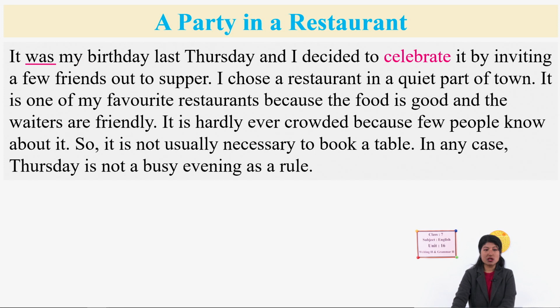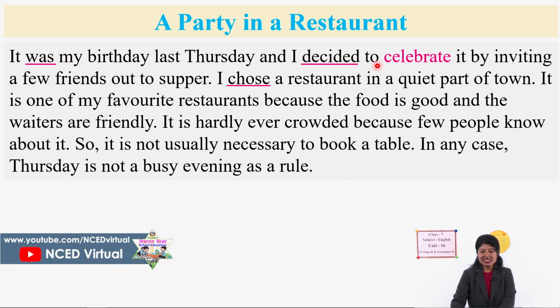So first, was, then decided. After that, let's go through another verb quickly. Okay, chose. And that's all. Three verbs: was, decided, chose. So these verbs are in the past tense, right? Okay, this is the activity. Underline the verbs, the past form of the verbs, in this story. Is, was; decide, decided; choose, chose.